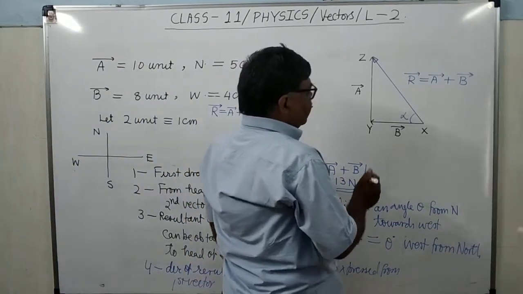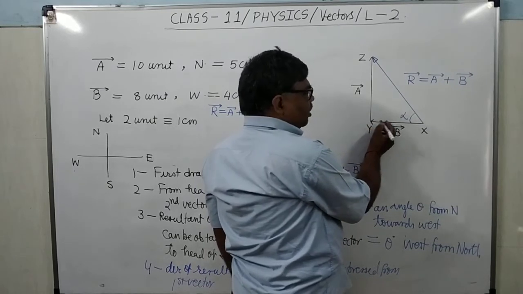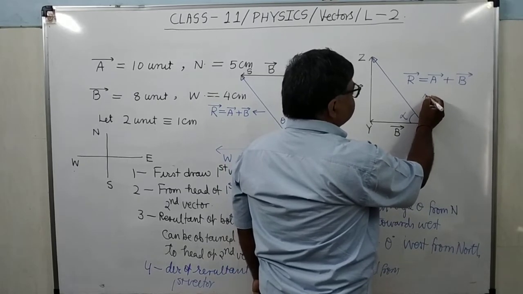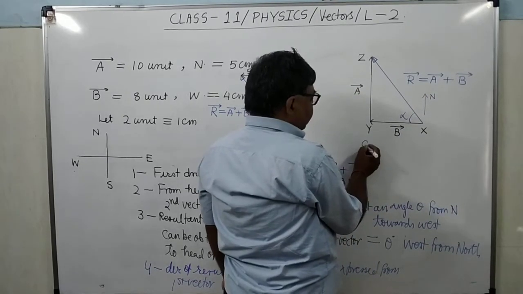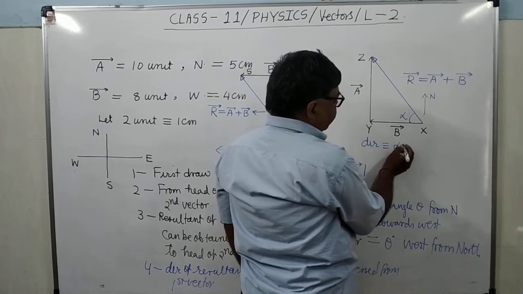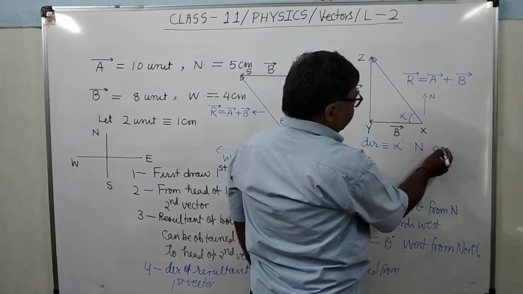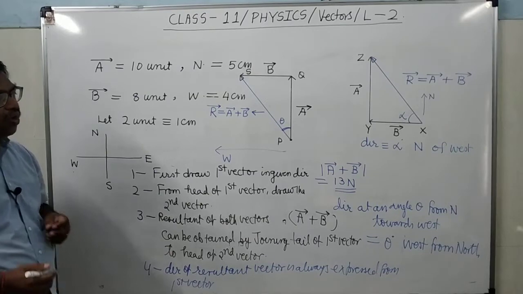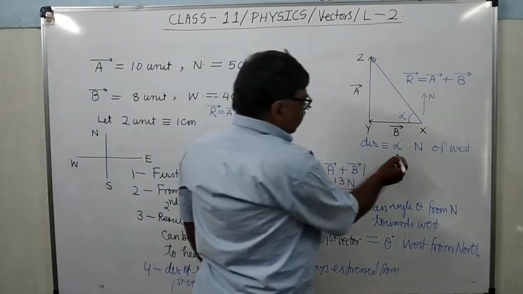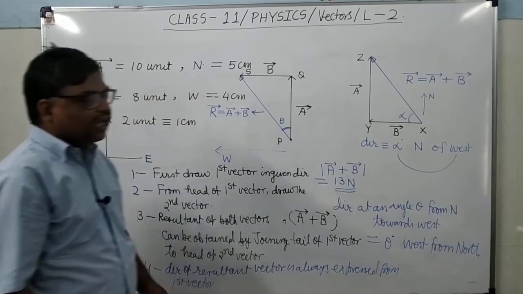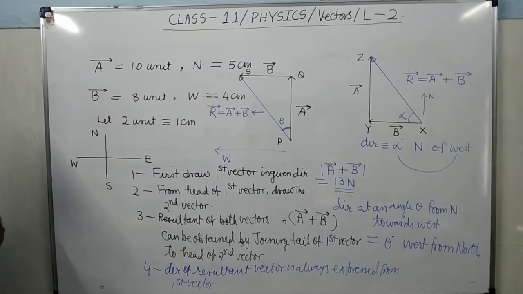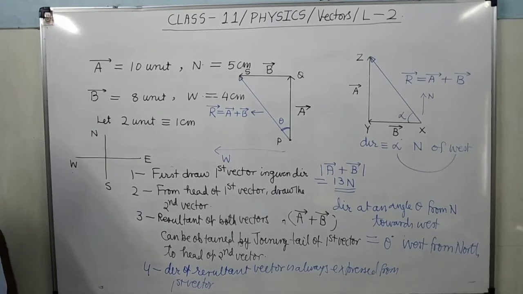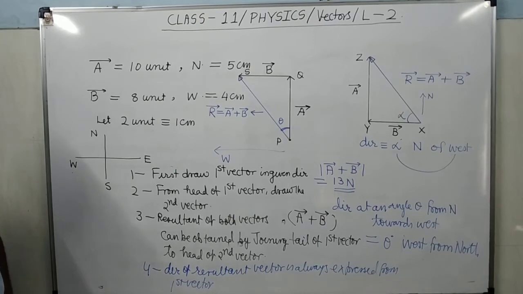How will you write? You can see here, this direction is west. From the west direction, alpha angle towards what? This direction is north. So we will write the direction is alpha degree north of west. Alpha degree north of west means the angle has been measured from the west direction towards the north. So this is the addition of two vectors when the directions are given in the EWNS form.